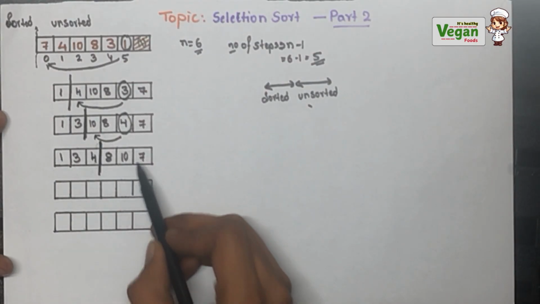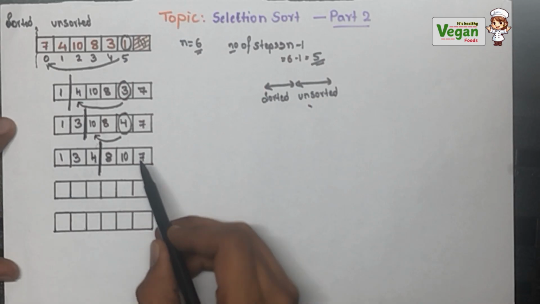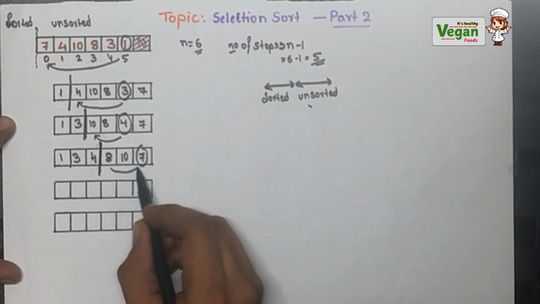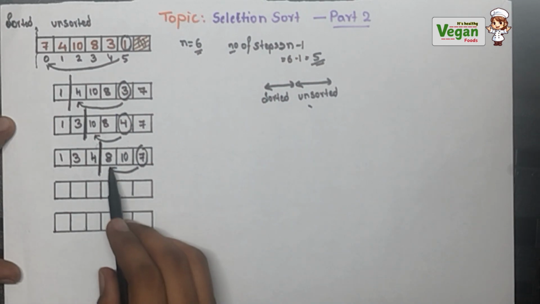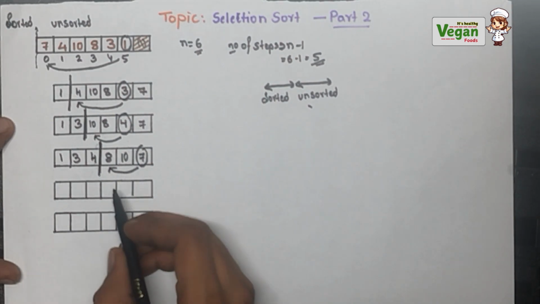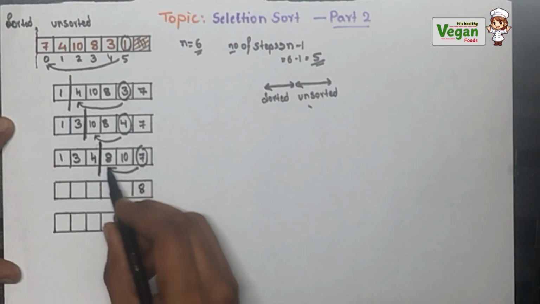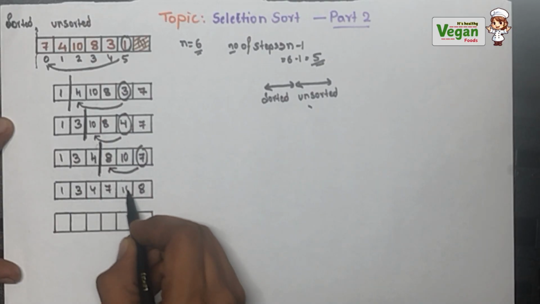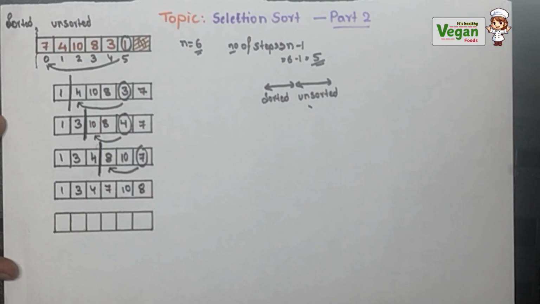Now only 3 elements are there in unsorted. Among these, which is the smallest? 7 is the smallest. I will replace or swap it with the first element of the unsorted elements. So which is it? 8. 8 will go to 7's place and 7 will go to 8's place. All other elements will be the same as in the previous step.